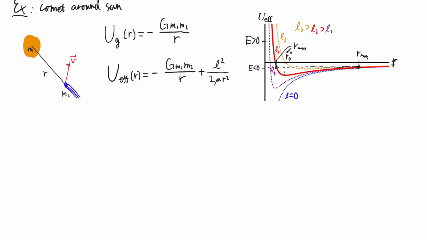The other thing that we can see, just looking at this, is that for large values of r, the gravitational term here dominates, whereas for small r, the centrifugal term here dominates.